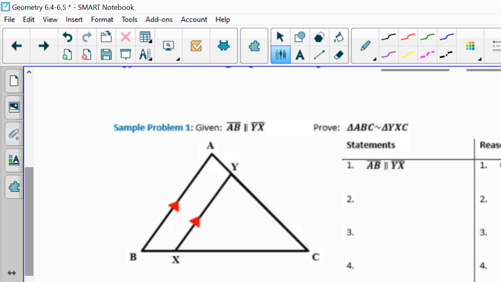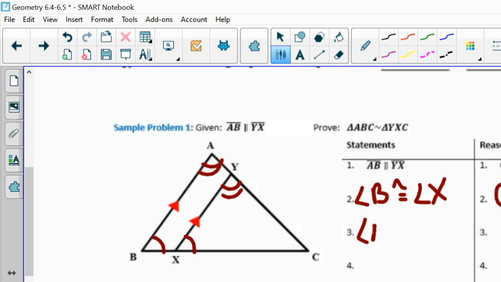Right? Again, with parallel lines come our angles: corresponding, alternate interior, alternate exterior. Here we're looking at corresponding angles. So this angle and this angle sit in the same spot. So I could say angle B is congruent to angle X by the corresponding angle postulate. But then A and Y also. So I could say angle A is congruent to angle Y, again by the corresponding angle postulate.